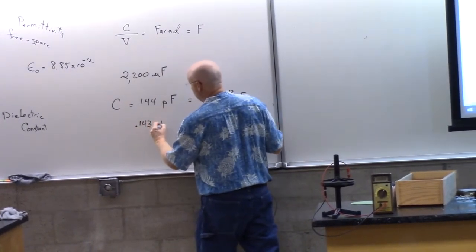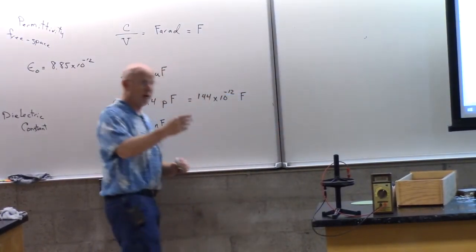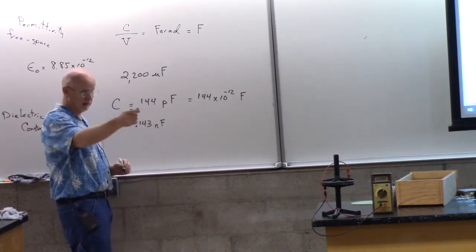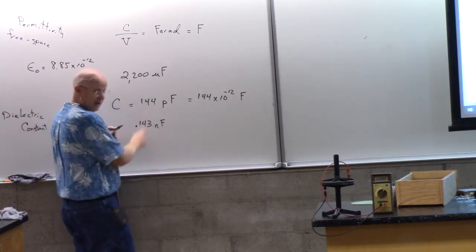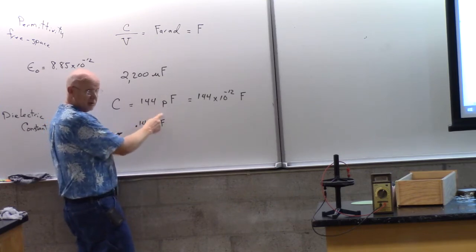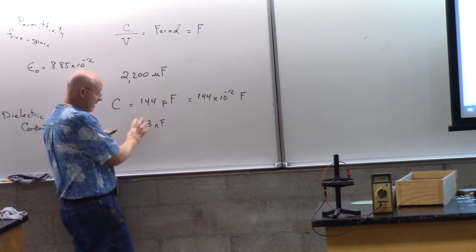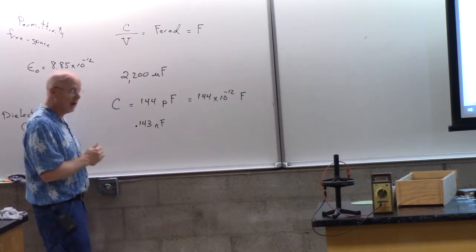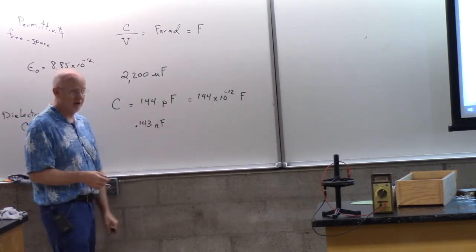0.143 nanofarads. Now remember, nano is 10 to the minus 9. So these are the same thing, right? This is just moving the decimal 3 that way, and so this becomes 3 times bigger. All right, so it's same capacitance, same reading, but on a scale that reads in the nano of farads.